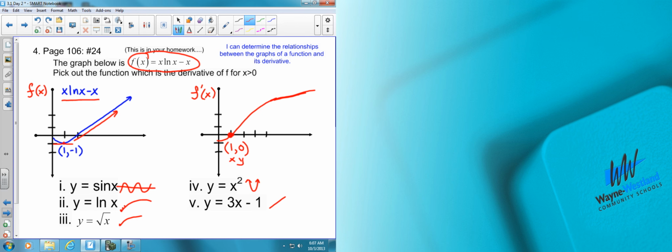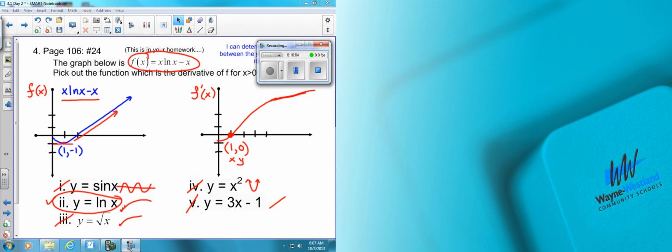All right, so 1, 0 does not work in sine. It does work in ln. 1, 0 does not work in a square root function. 1, 0 does not work in y equals x squared, and 1, 0 doesn't work in that line equation. So our answer must be, just based on that one point, our minimum, that y equals ln of x. And that is the end of our derivative graphs lesson.